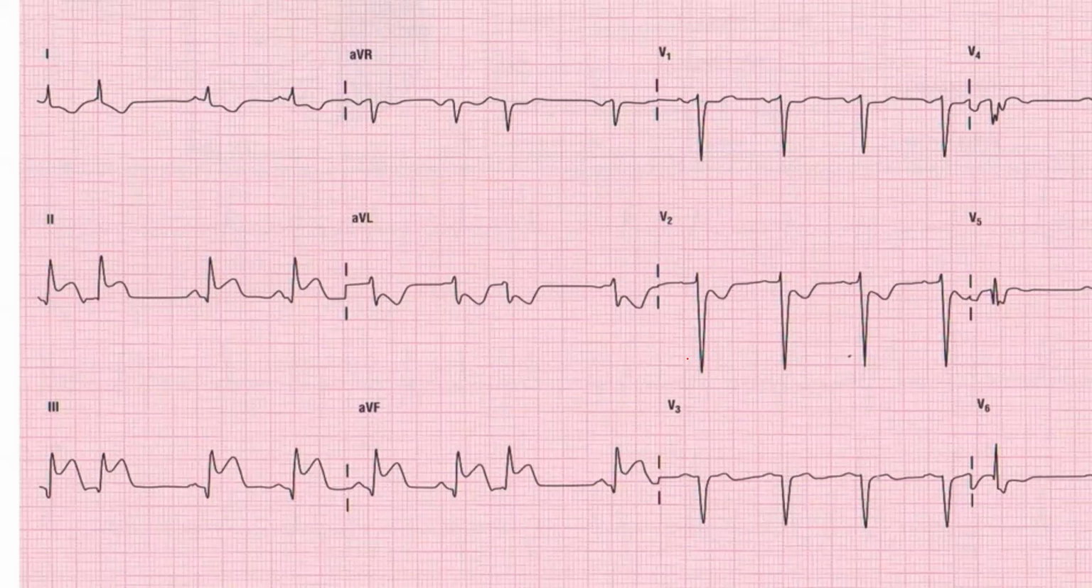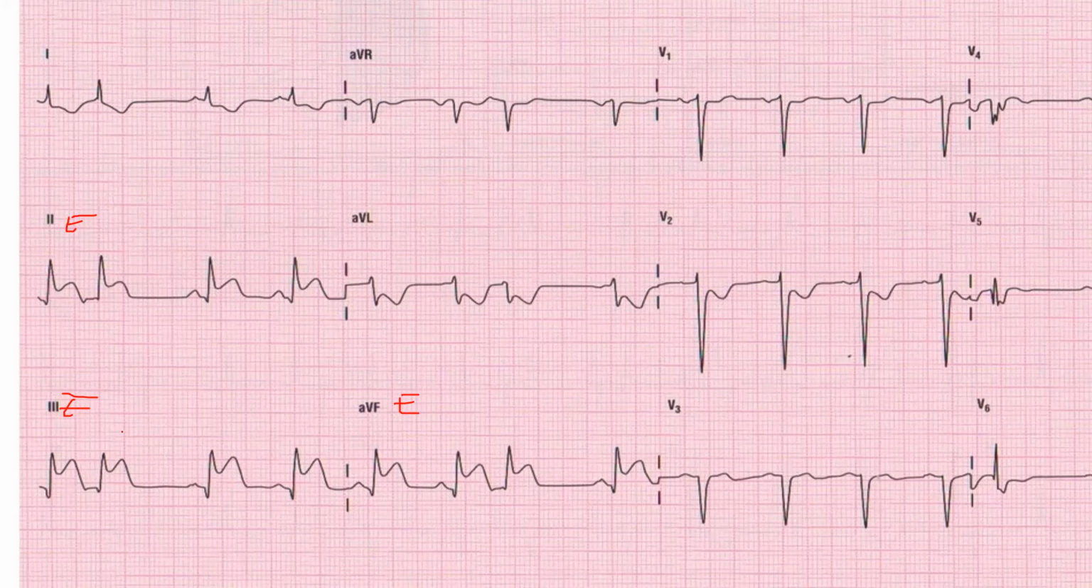And lead two is elevated. And lead three is elevated. AVL is depressed. AVF is elevated. So we have elevations in lead two, in lead three, and AVF so far. So we have inferior wall MI so far, correct? Does everybody agree that we have an inferior wall MI?